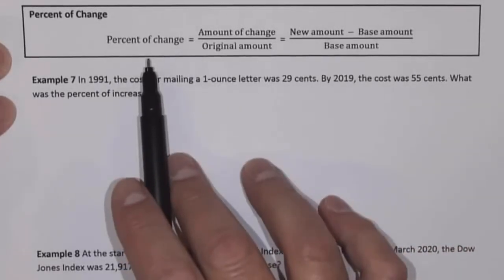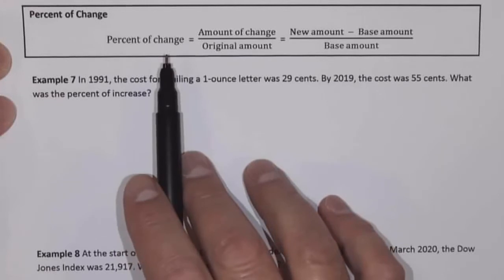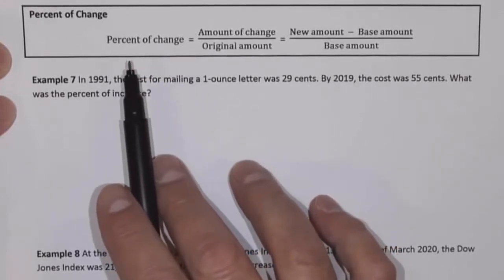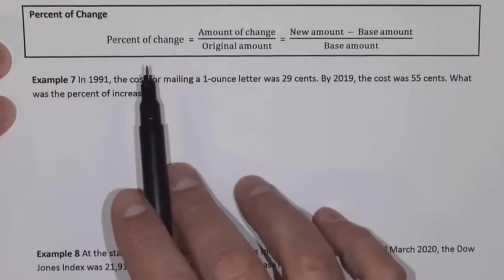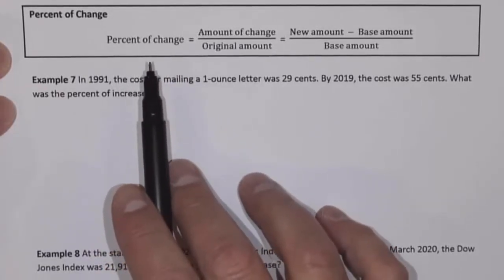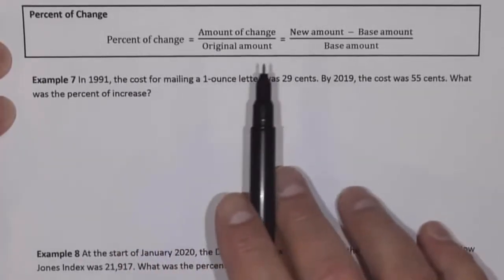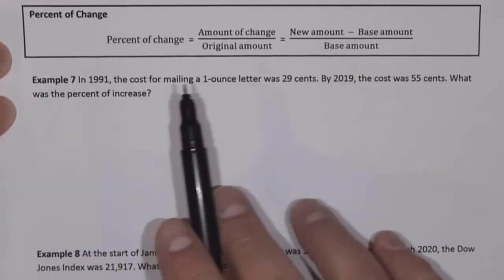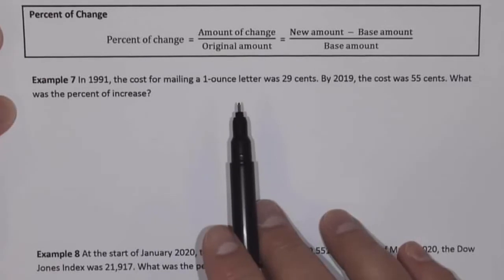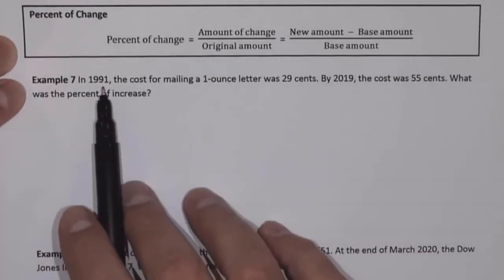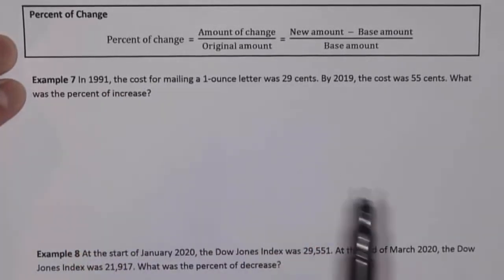Now there's generally going to be 2 kinds of percent of change problems. There will be percent of increase and there will be a percent of decrease. So generically, again, we call that the percent of change. Something's going to increase by a given amount and we're going to change that to a percent. Something may decrease by a general amount and we're going to change that to a percent. So let's take a look at example 7.